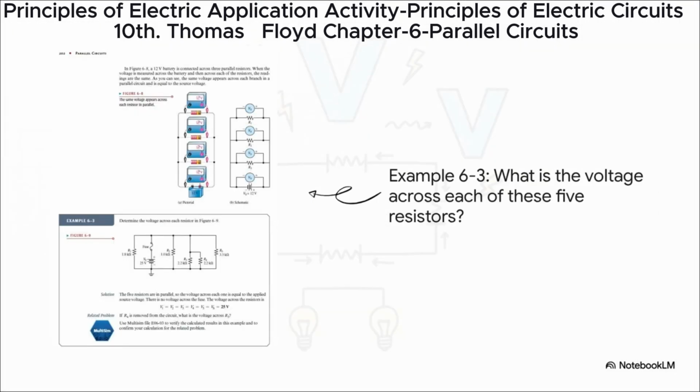Let's try this one. We have a 25-volt source and 5 resistors, R1 through R5. The question, what's the voltage across each resistor? Well, let's use our steps. First, are they all in parallel? Yes, they're all connected between the same 2 points. Those 2 points are connected to the source. Therefore, the voltage across R1, R2, R3, R4, and R5 is, you guessed it, 25 volts.